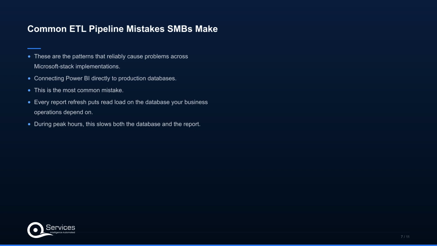Now, common ETL pipeline mistakes SMBs make. These are the patterns that reliably cause problems across Microsoft Stack implementations. Connecting Power BI directly to production databases. This is the most common mistake. Every report refresh puts real load on the database your business operations depend on. During peak hours, this slows both the database and the report. A staging layer solves it.